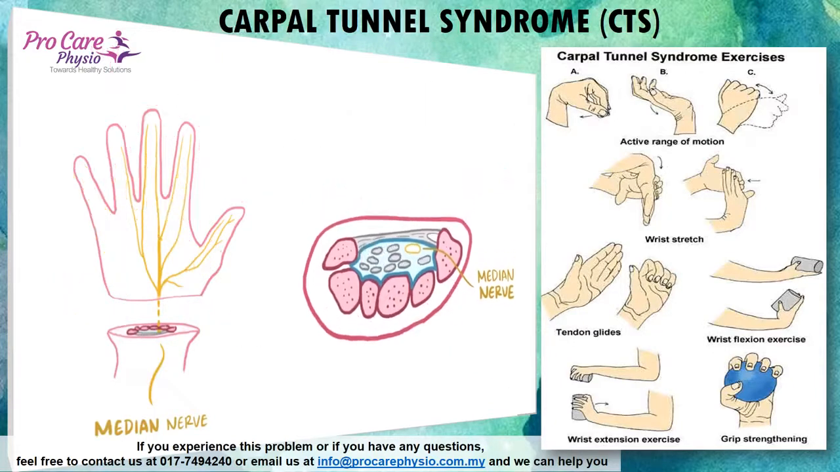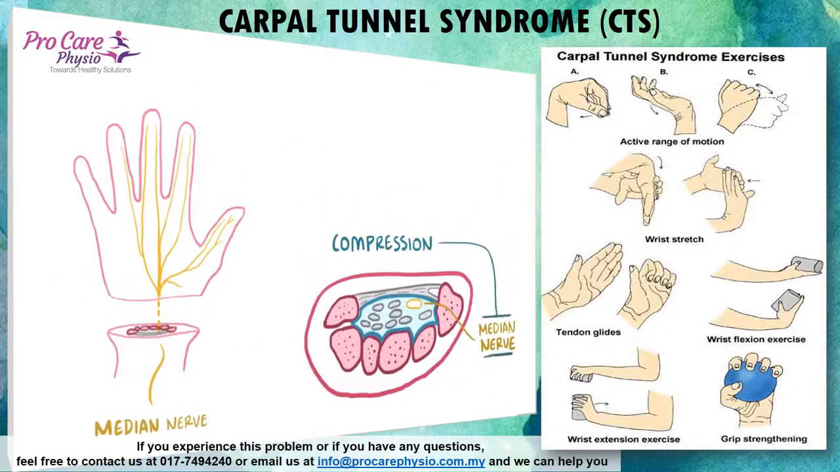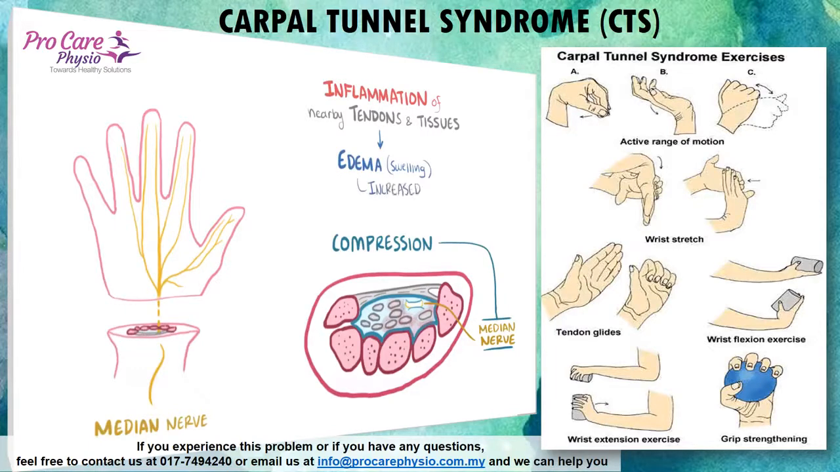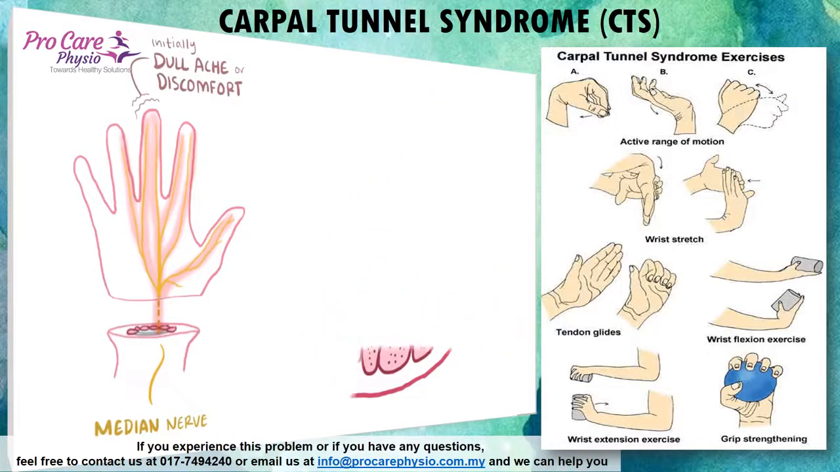Carpal tunnel syndrome is caused by compression of the median nerve, and that typically happens as a result of inflammation of the nearby tendons and tissue, which creates local edema or swelling, which increases the amount of fluid in a very tight space, and essentially puts pressure on the median nerve. Initially, that pressure can cause a dull ache or discomfort in any of the areas of the hand that are innervated by the median nerve.